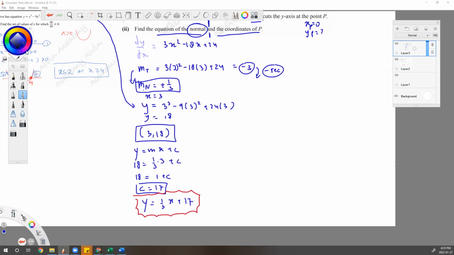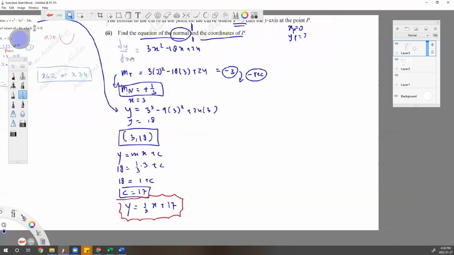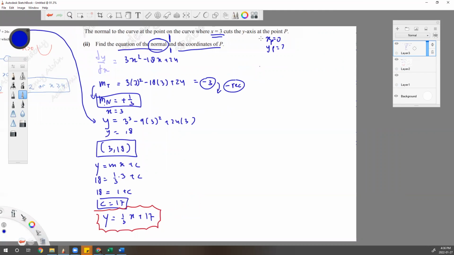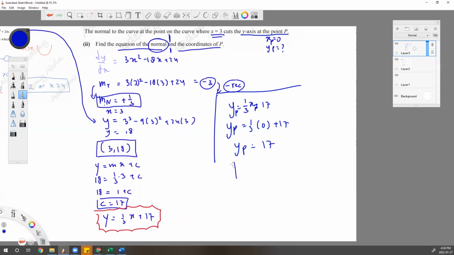That's the equation of the normal, using the gradient of the normal and the point. The point is always on the curve. Now part 2, coordinates of P, where the normal cuts the y-axis. So yp equals 1/3 of xp plus 17. Since xp is 0, yp equals 1/3 of 0 plus 17, which is simply 17. So the point P is (0, 17).